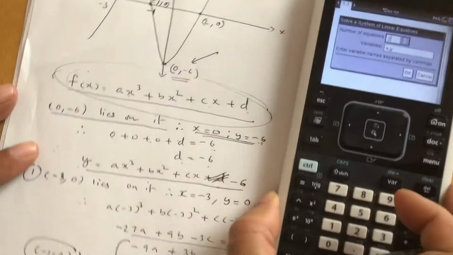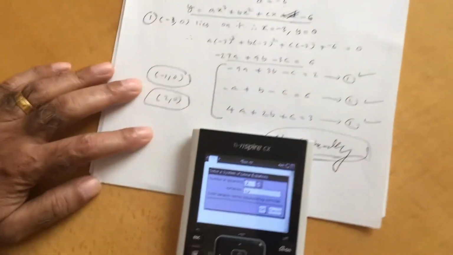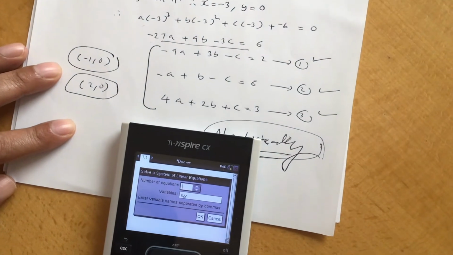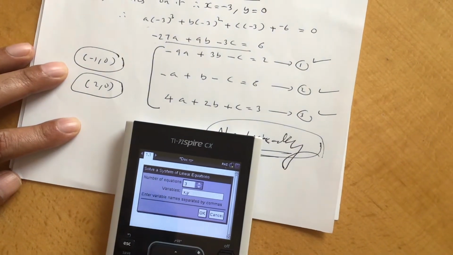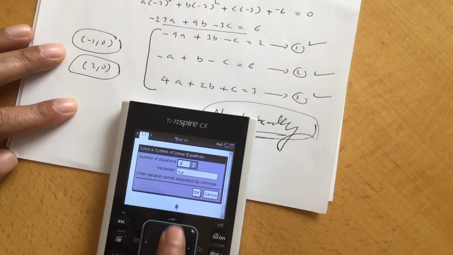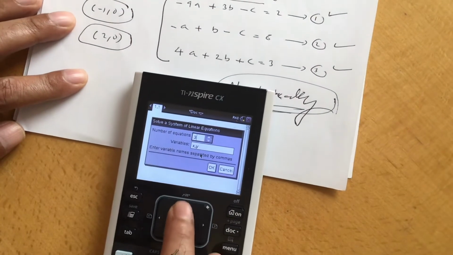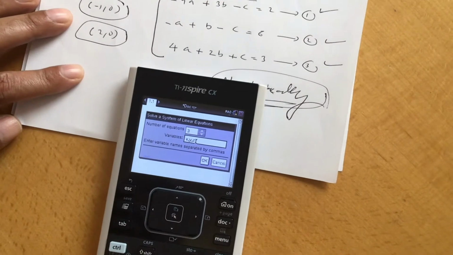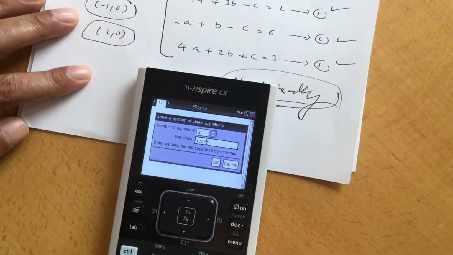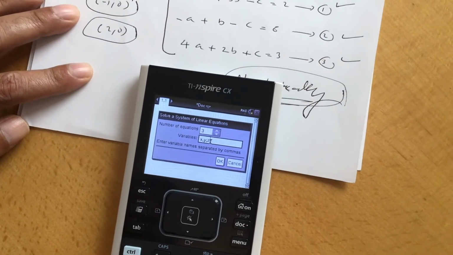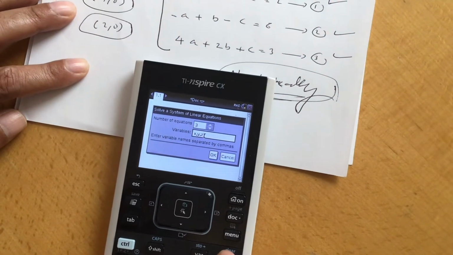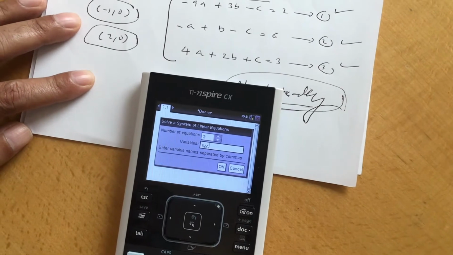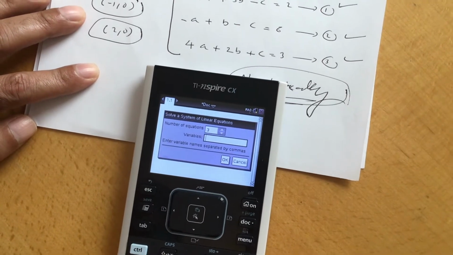Now, how many equations do we have? Look at that. We have 3 equations. So I'm going to say the number of equations should be 3. So I type in 3. And I need to come down to the next variables row. So I click there. Then XYZ came, but I don't want XYZ. I would like to get ABC. There is no harm if you do it in XYZ, but you will have to type in everything in X, Y, and Z. So I'm going to change them into A, B, and C.